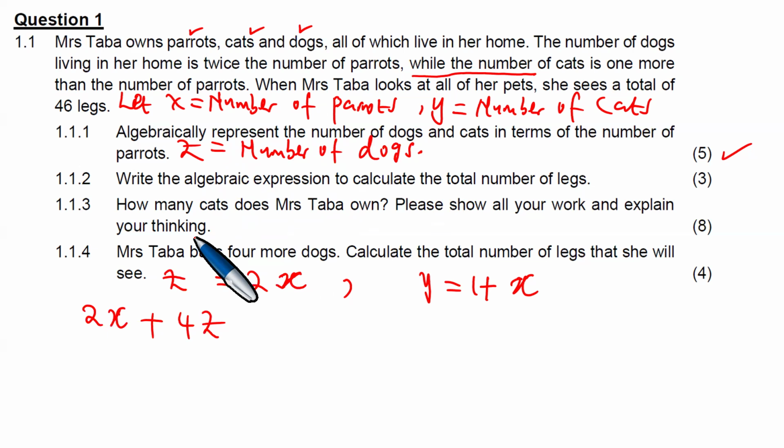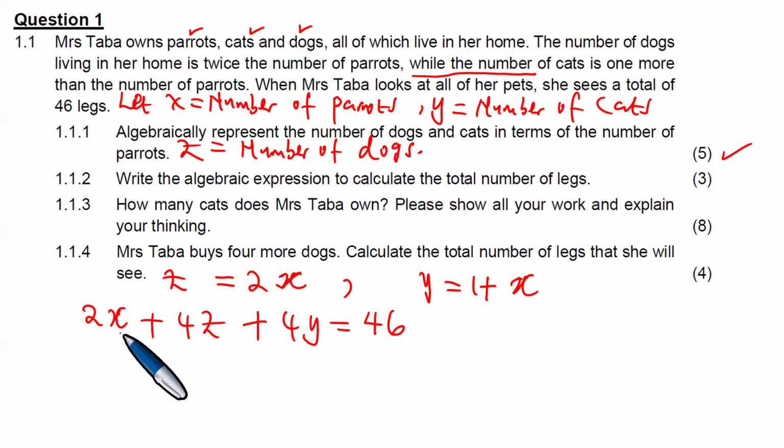Okay, and then plus, we dealt with X. X was the parrots, Z the dogs, and Y the cats. How many legs does a cat have? It has 4. So that's going to be exactly 4Y, because the cat is Y. And all the legs, how many? When Miss Taba looks at all her pets, this is a total of 46 legs. So if you add all of them, you get 46.